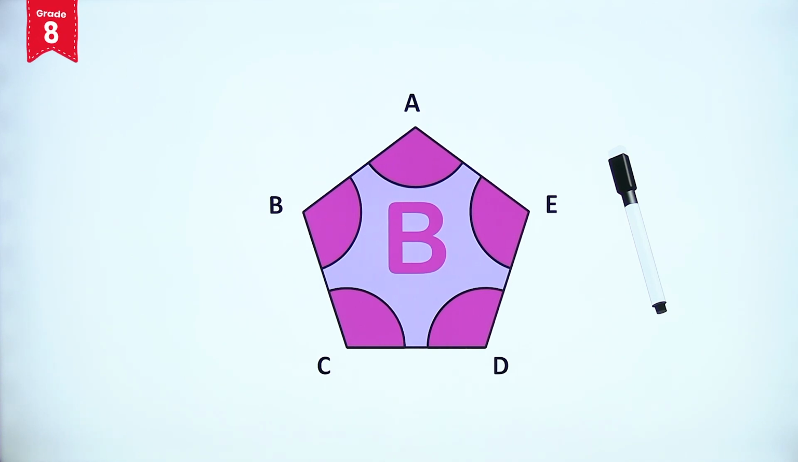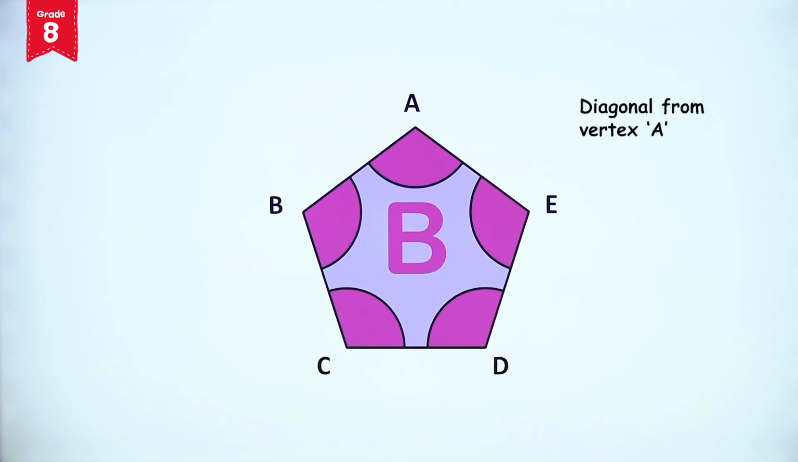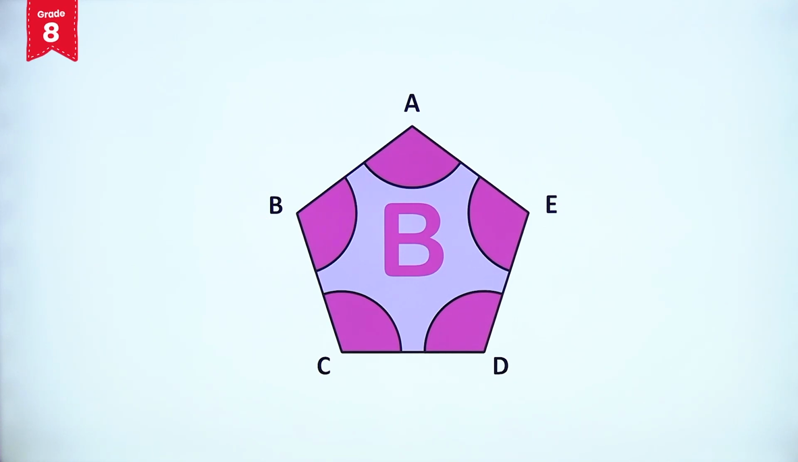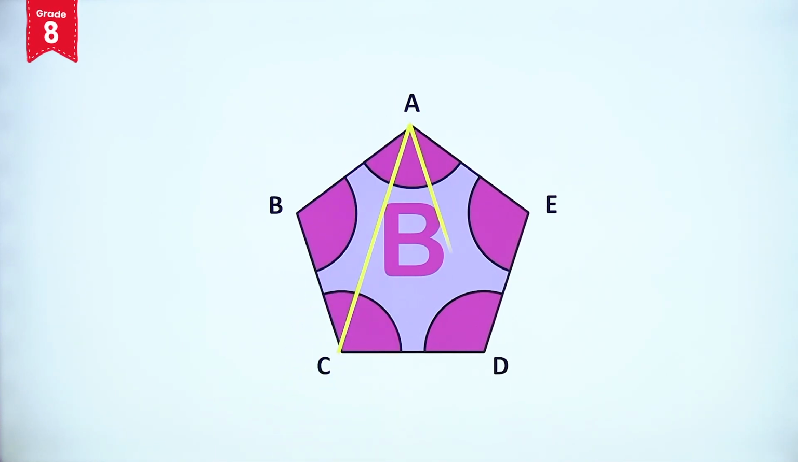Now, we are going to find the number of diagonals in a pentagon. Place the ruler on a flat surface. Let's start with vertex A. Now look here. As you can see, vertex A is adjacent to vertex B and E. So, we will skip vertex B and E and draw a straight line to join vertex A and C. Similarly, A and D. We have drawn 2 diagonals from vertex A.